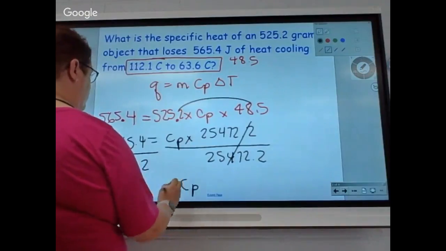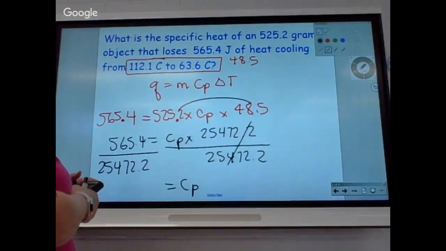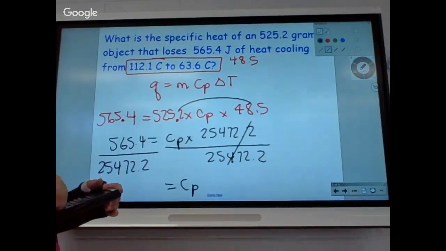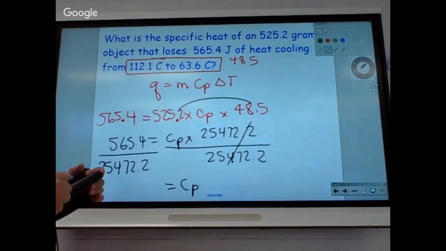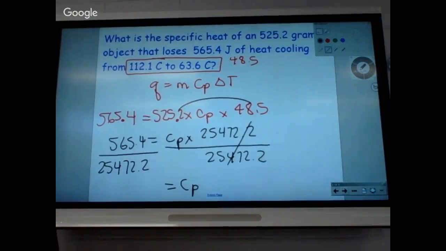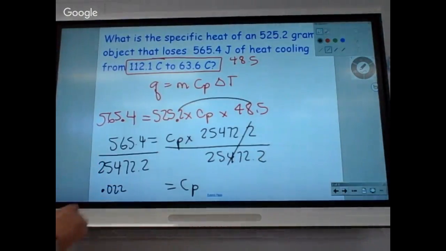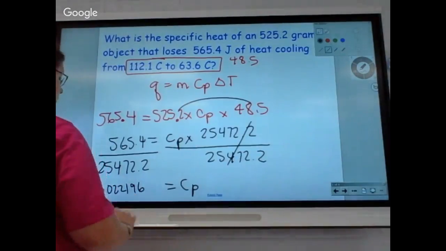Did you just multiply the numbers together? I hope. Did I multiply them wrong? No, yes, I multiplied them. That's what I did when I combined like terms. Make sure I multiply them right. Yeah, I got the same thing again. 565.4 divided by 25472.2 is 0.022196. That should be enough to be able to do significant digits.